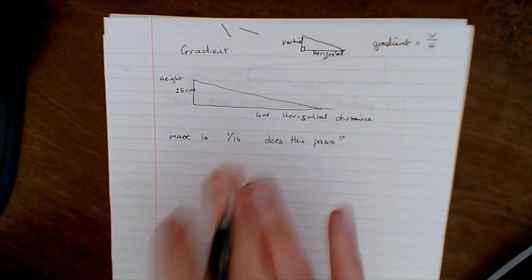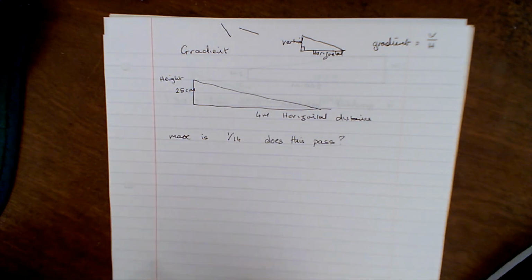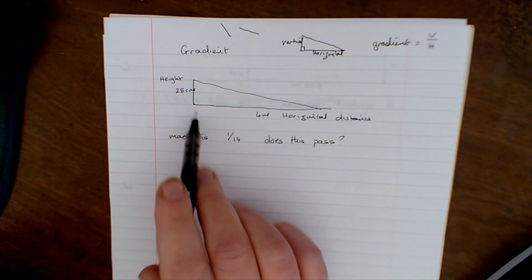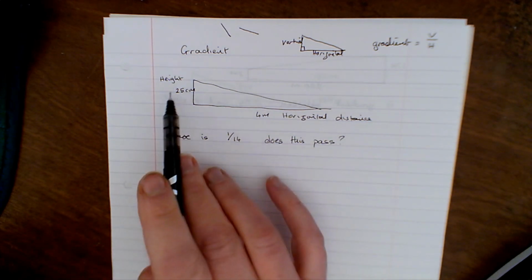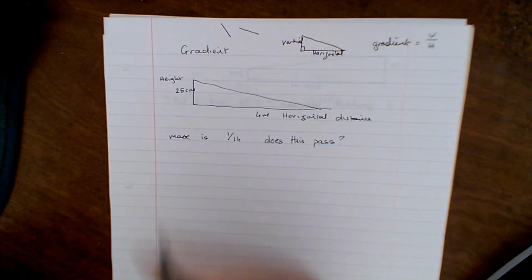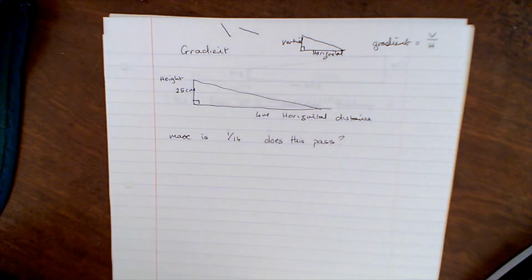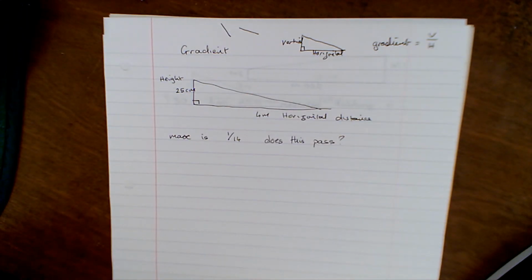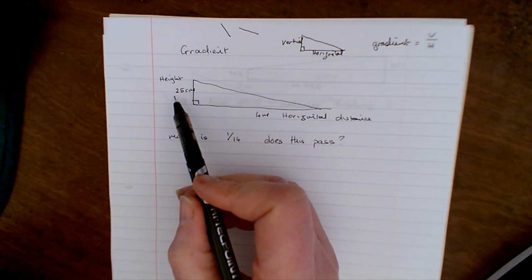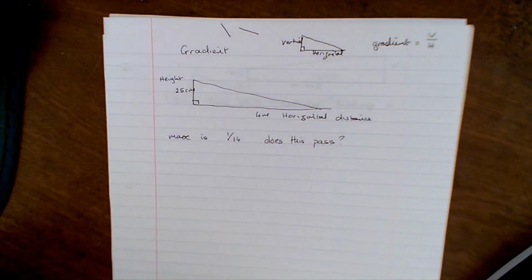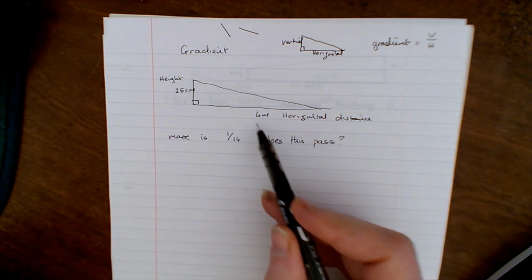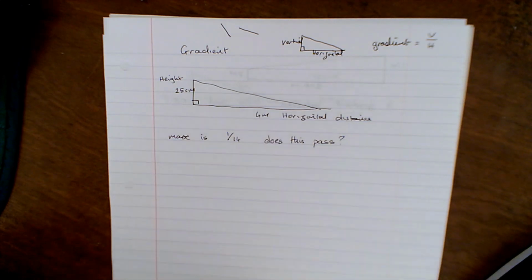So, here we have an example. We've got a height and we've got a horizontal distance. And height, by definition, is at right angles to the horizontal distance. So we've got our right angle triangle there, and we can work out our gradient. There's a trick in the question you need to watch out for. They've given you the height in centimetres, it's 25 centimetres, but they've given you the horizontal distance in metres.